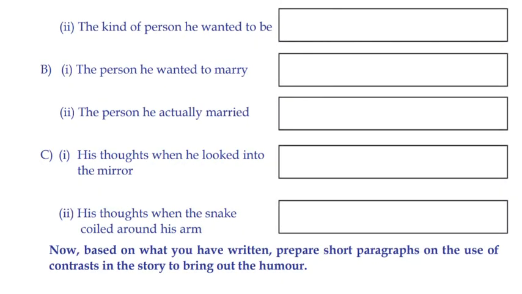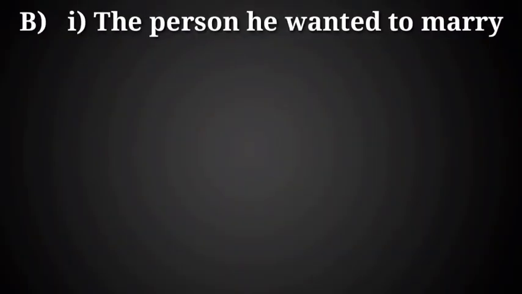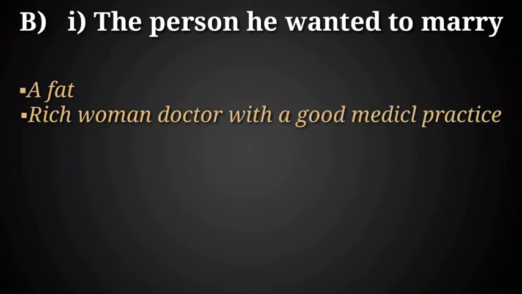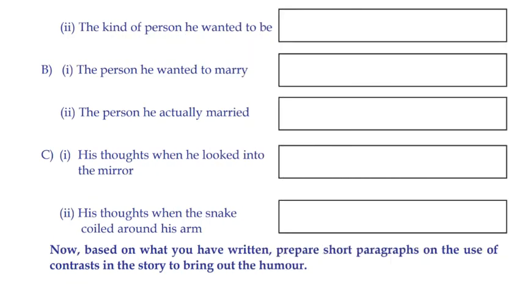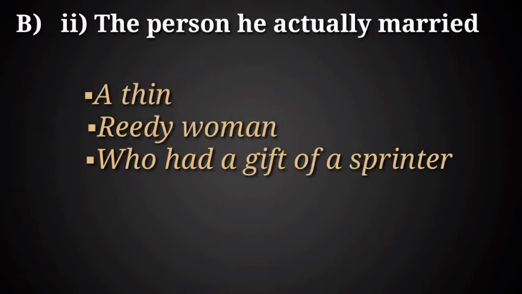We move to part B. The person he wanted to marry. He wanted to marry a fat, rich woman doctor with a good medical practice. We move to the next hint: the person he actually married. He married a thin, reedy woman who had the gift of a sprinter.